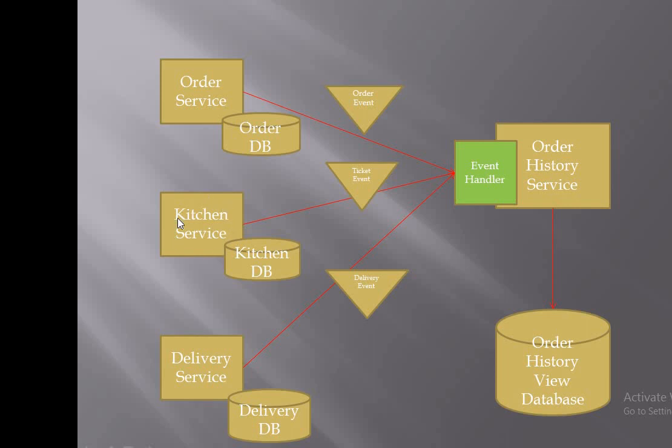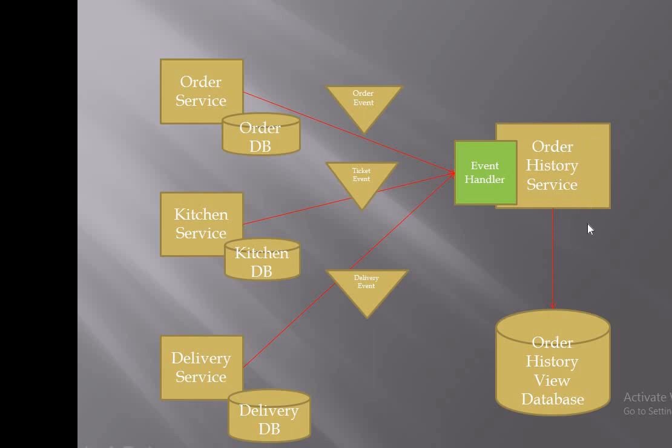So kitchen service will generate the event depending on the command and send that event to this queue. In the same way, delivery service gets a command like do the delivery of this order. It will store in delivery DB, and whatever event is generated because of this command, it will send that event to the delivery event queue.